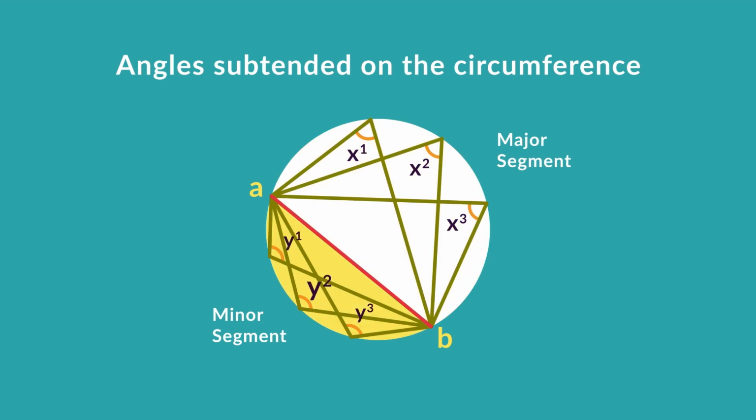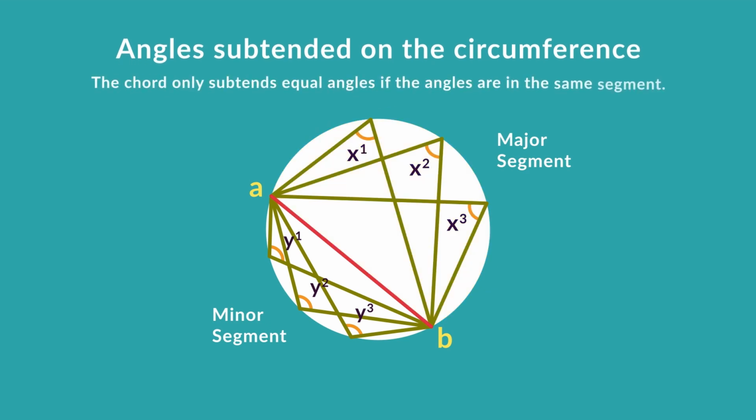Angles y1, y2, and y3 also appear to be equal. Notice, however, that the y angles are obtuse angles, or more than 90 degrees, whereas the x angles are acute angles, or less than 90 degrees. So the chord only subtends equal angles if the angles are in the same segment.